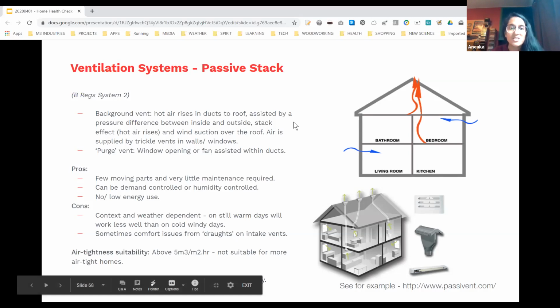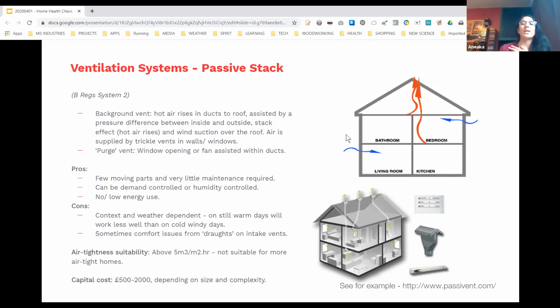So the background ventilation is this hot air rising, pulling air through your house and creating a pressure difference. The purge vent is opening a window, or sometimes you can get fan assisted ducts. They can also be humidity controlled, so you can get vents that react to the humidity and temperature in the house, that control how the air is moving. Because there's very few moving parts, there's very little maintenance required, which is definitely a pro. And as I said, it can be demand controlled with these humidity controlled ventilation, and they don't use any energy.